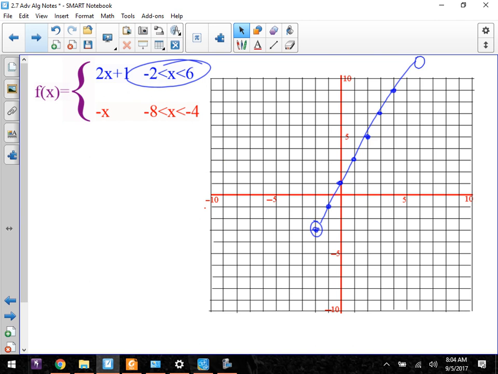Because it's x value. I just didn't graph it because it still has to go up 2 over 1, up 2 over 1. It'll be up there somewhere. It's not drawn to scale.